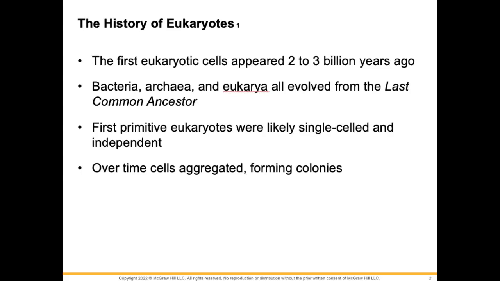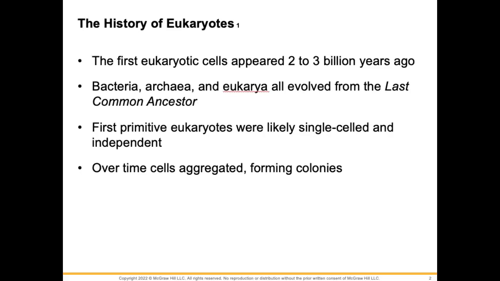History of Eukaryotes. The first eukaryotic cells appeared a very long time ago, 2 to 3 billion years. Bacteria, archaea, and eukarya all evolved from the last common ancestor. The first primitive eukaryotes were likely single-celled and independent, and over time cells aggregated and formed colonies. So I just want to remind you that we're talking about eukaryotic cells, cells that are most like ours, our human cells.